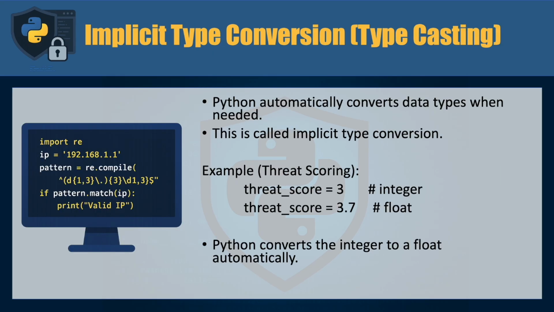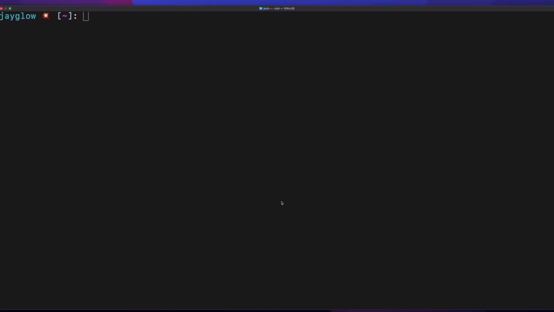Implicit type conversion happens automatically in Python when we assign a value to a variable. In cybersecurity tasks like threat scoring and log parsing, data often shifts between integers, floats, and strings. Students should understand that Python makes these conversions seamlessly without causing errors. Let's jump into the Python terminal.